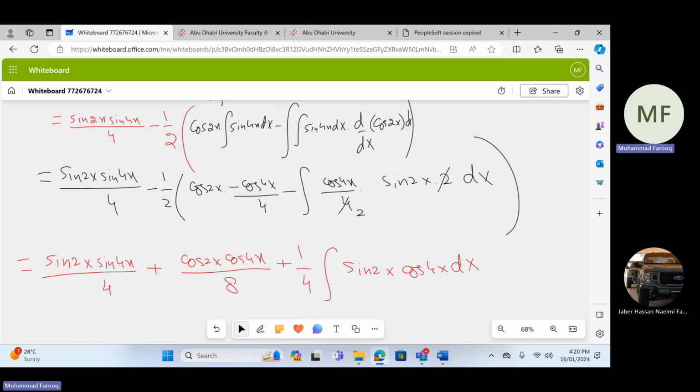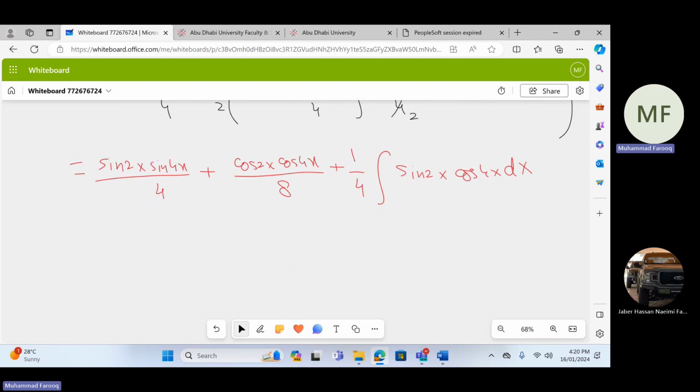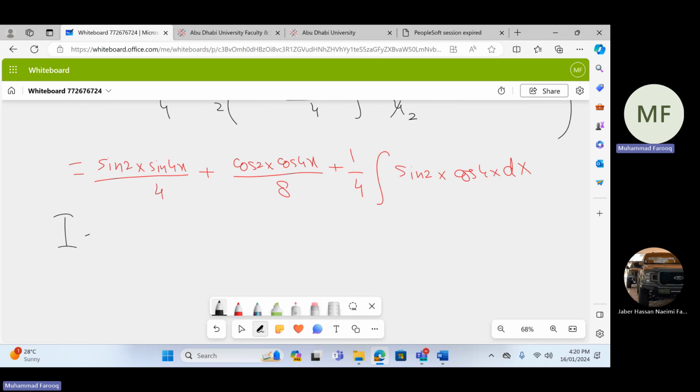No, I have this 2 and that will become 4. You change the order to go back to the question. Don't change order, means 3 times 2, 2 times 3, same thing. So it doesn't matter, please. So now, this is I. So put back now. So my left side already I. Sine 2x sine 4x over 4 plus cosine 2x cosine 4x over 8 and plus 1/4 times how much? I.